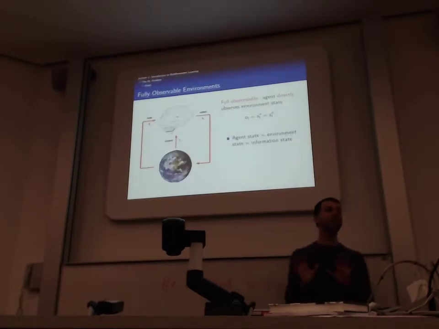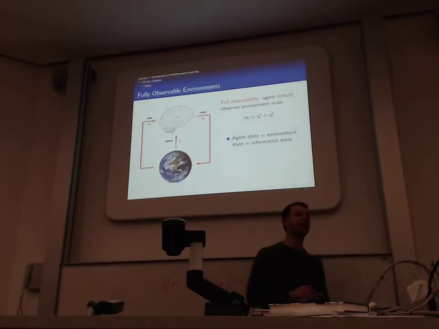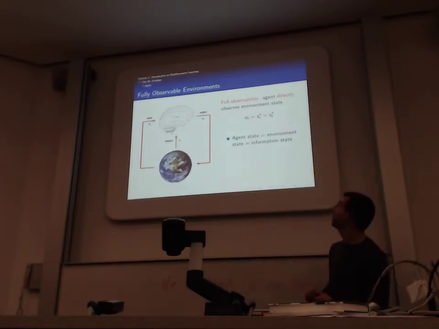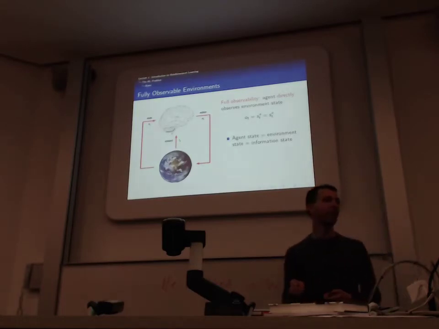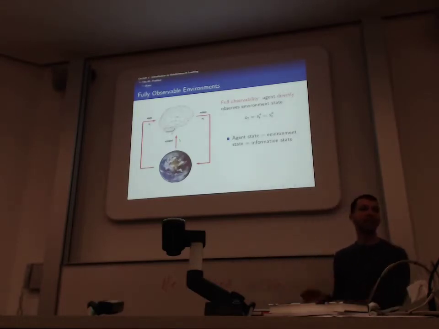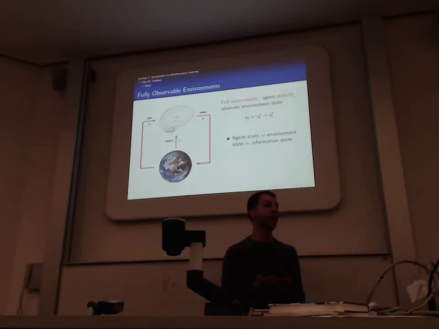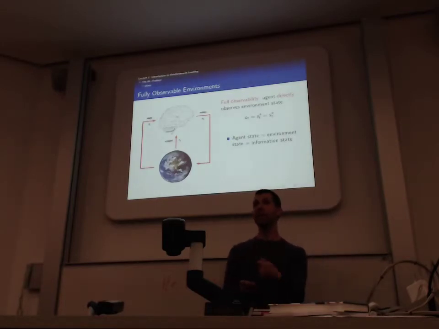Okay, so fully observable environments. What's full observability? In a fully observable environment, an agent can directly observe the environment state. Here I've superscripted the state S_t by either A for the agent state or E for the environment state. The special thing about full observability is that all these different definitions of state collapse to the same thing.